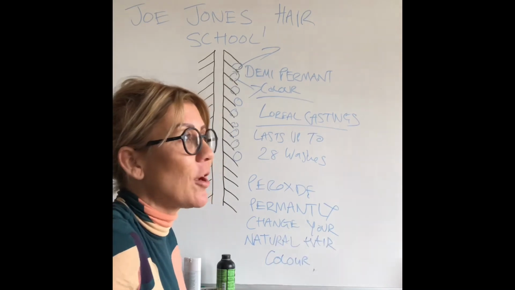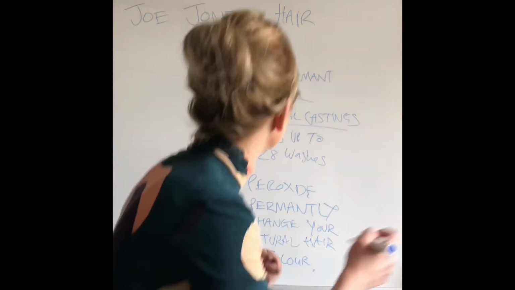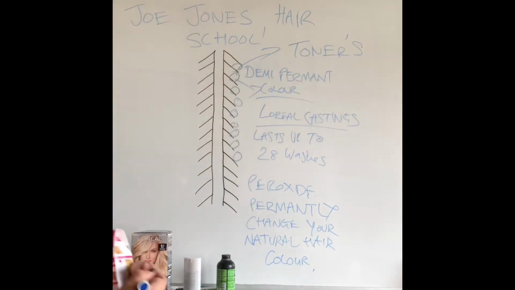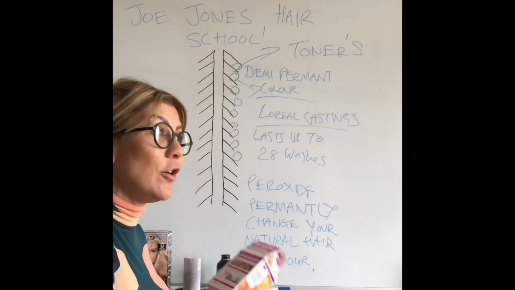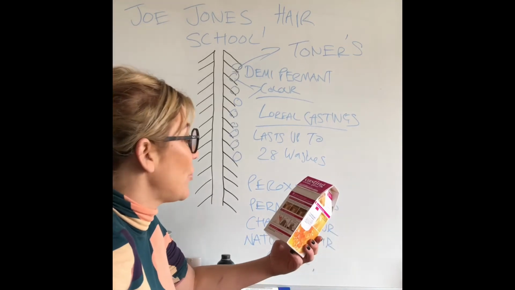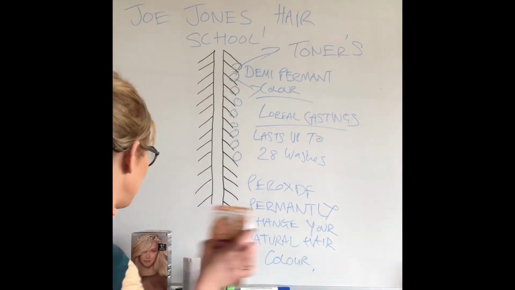The demi-permanent colours are great because you can use these as toners. You can put them over other colour, and because it has a little bit of peroxide, it does change the colour of the hair. So that is what a demi-permanent hair colour is. You might want to screenshot that.